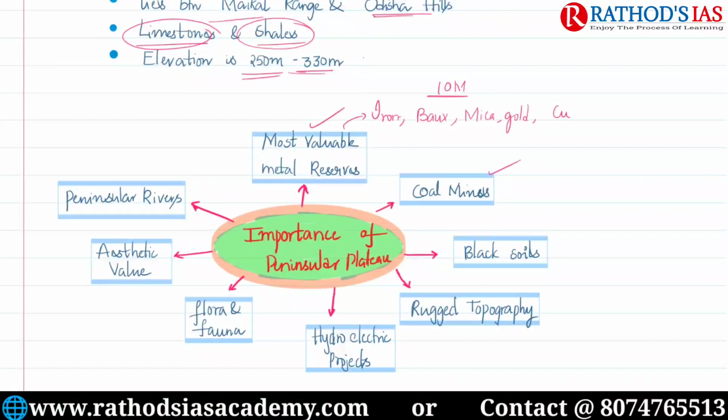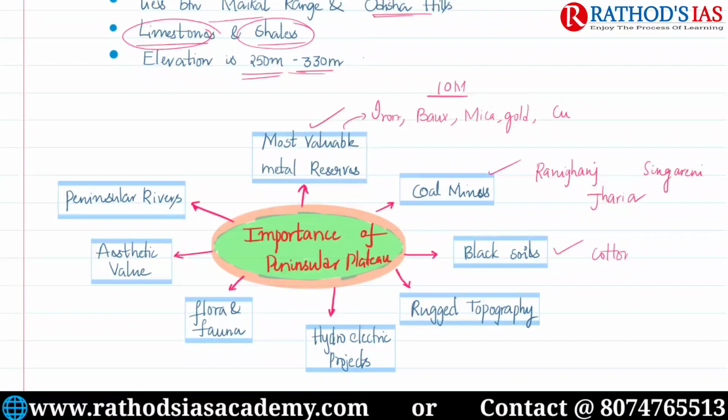of valuable metal reserves. And the next one is coal mines. Coal mines are very important for the industrial development of our country, and this Peninsular Plateau is home to premium coal mines in India. For example, you can talk about Raniganj, Singareni, Jharia. They are located in this Peninsular Plateau. And the next one is black soils. Black soils and climatic conditions in the Peninsular Plateau make it a great location for the cultivation of cotton.